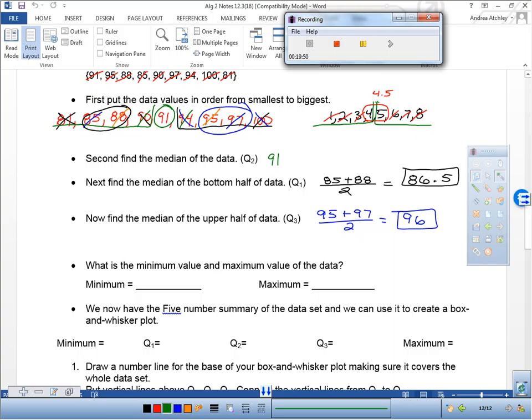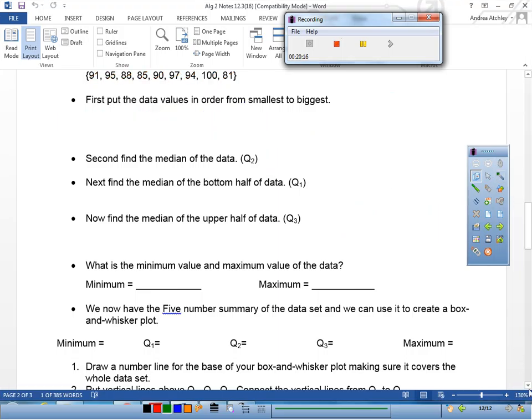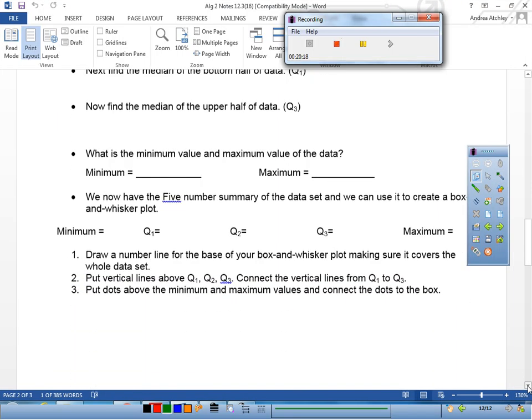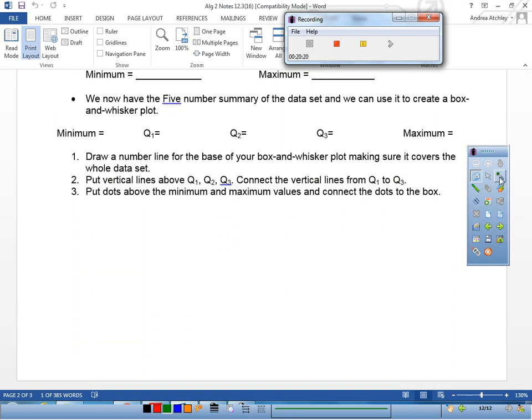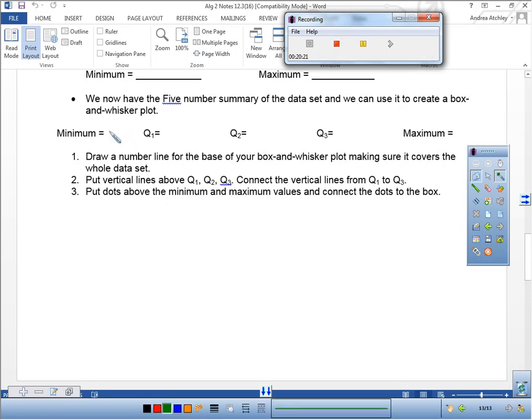Okay. So now we also have to find the minimum values and the maximum values. So class, what's the minimum? What is it, class? 81. What's the maximum, class? 100. Okay. I'm going to scroll down. I'm going to write those numbers again. So 81 and 100.